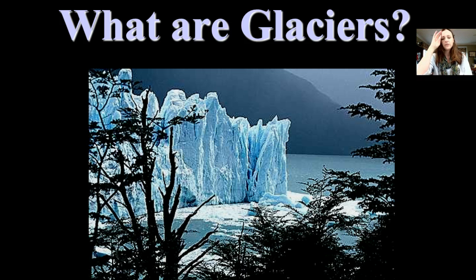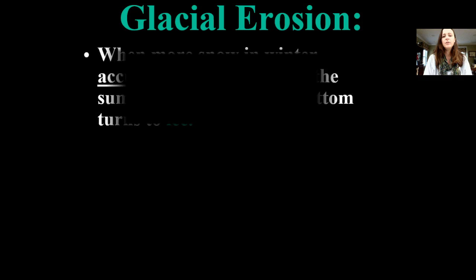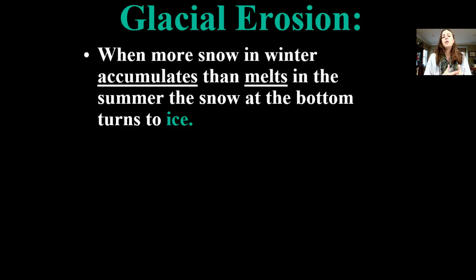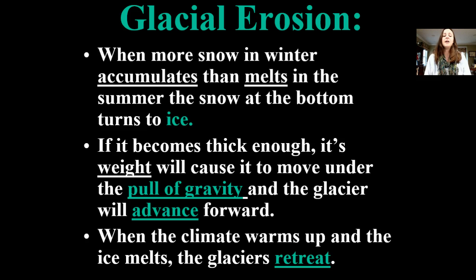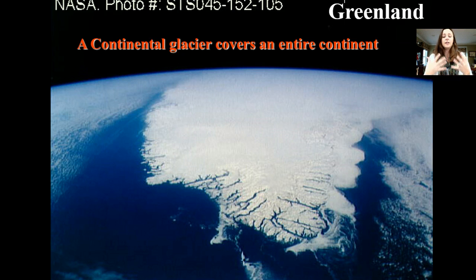So what are glaciers? It's a really cool picture of one there. How would you define them? Well, when more snow in the winter accumulates than melts in the summer, the snow at the bottom turns into ice. And if it becomes thick enough, its weight will cause it to move under the pull of gravity, and the glacier will advance forward. When the climate warms up and the ice melts, then the glacier retreats. So really, glaciers are the accumulation of snow turning into ice, with more snow occurring and ice staying there than is melting.